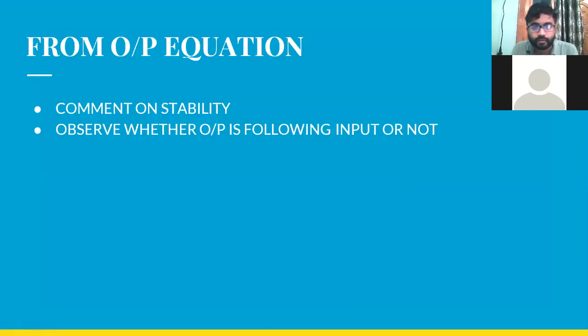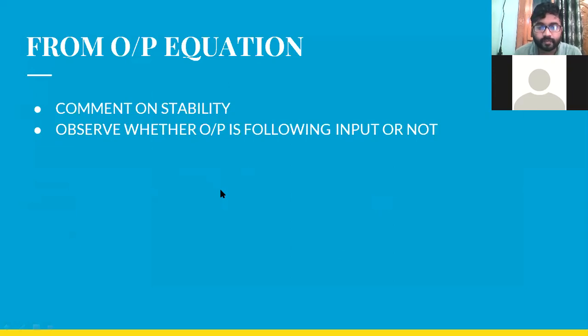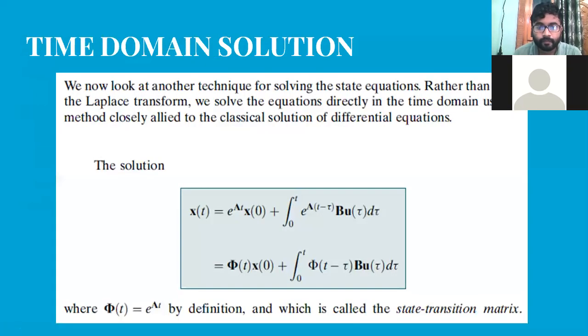So this is what I told you. From the output equation, you should be able to comment on stability, and you should be able to observe whether the output is following the input or not. That is about the solution of state space equation. So next, time domain solution. That is Laplace domain solution.